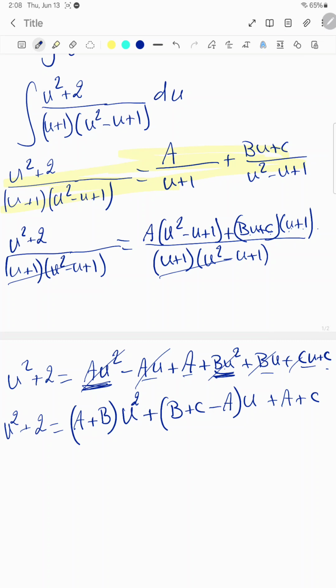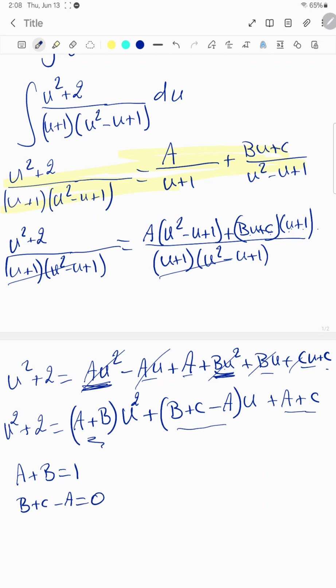So if I look at the coefficient of u squared on the left hand side, it is 1, and on the right hand side it is a plus b, so I can conclude that a plus b is equal to 1. b plus c minus a on the right hand side has a coefficient of u, but I don't have any coefficient of u on the left hand side, so b plus c minus a is equal to 0. And the term without a u variable is a plus c on the right hand side, and it is 2 on the left hand side.